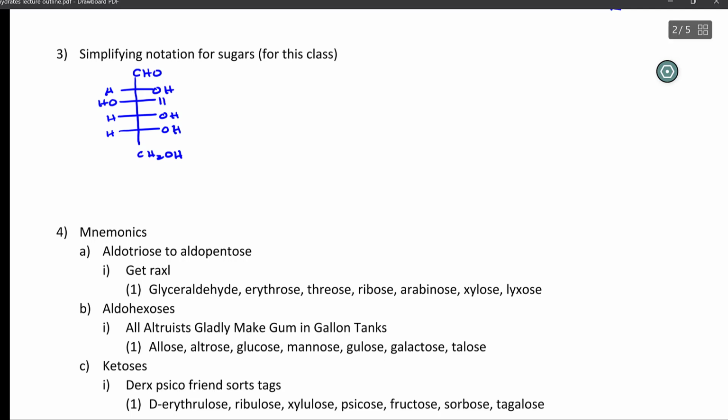So rather than drawing that, you could also draw this. You don't need to draw the hydrogens, so you could draw OHs like this, and then CHO like that, and then CH2OH at the bottom. But if it's a sugar, we know the CHO at the top for aldoses is always in the same place. And we know that the CH2OH is always at the bottom. And so you could also just draw this.